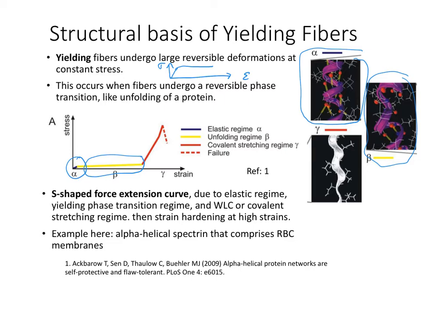And once they're fully unfolded and they look like we show here in gamma, then they can still stretch due to covalent stretching of the bonds that make this up. But at that point, they'll be much stiffer. And so they exhibit then this strain hardening behavior until stress gets so high that this fails. So this creates what we call an S-shaped force extension curve. It's actually kind of a backwards S, but it's still called that. And this is due to these three regimes.